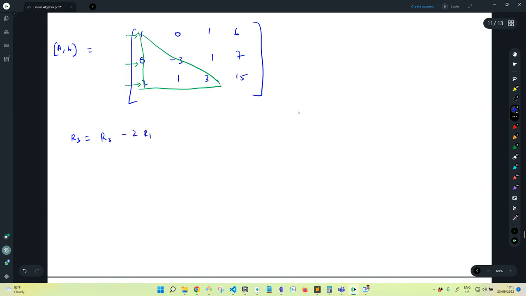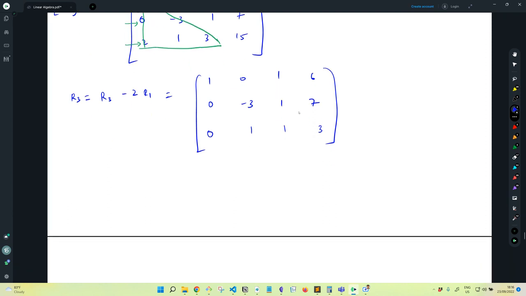R3 equals R3 minus 2 R1. Very good. This will give me 1 0 1 6, 0 minus 3 1 7, 2 minus 2 will be 0, 1 minus 0 will be 1, 3 minus 2 will be 1, 15 minus 12 will be 3. Right? Now we will go to second entry of second column. Can somebody suggest an operation?